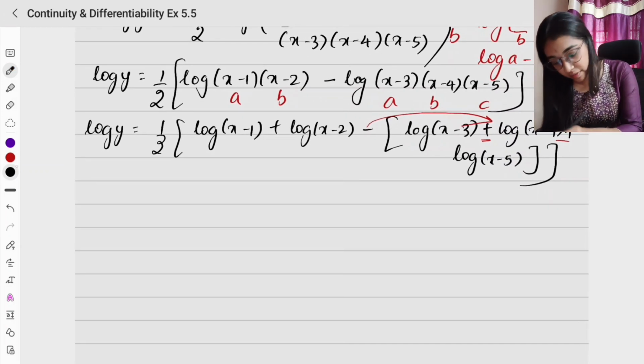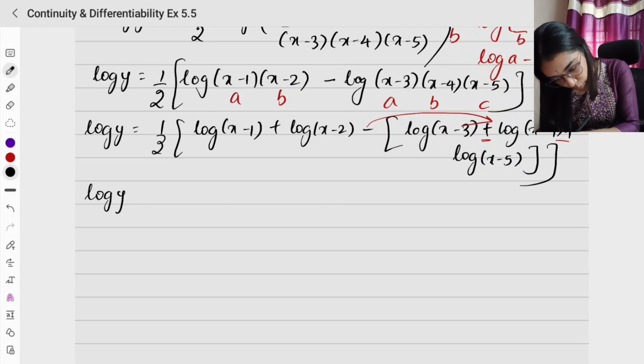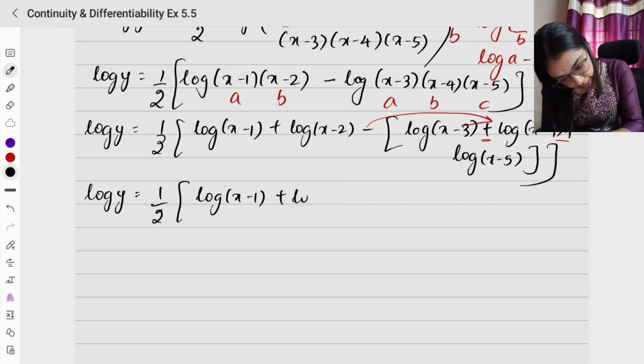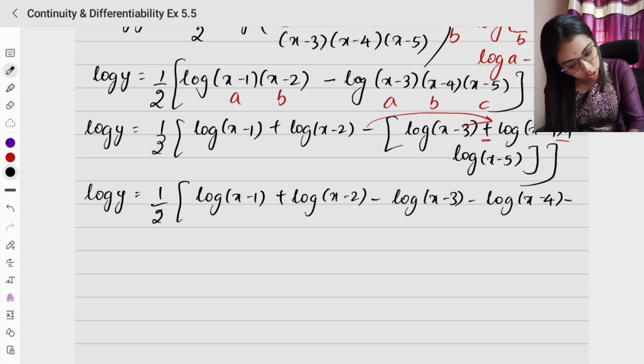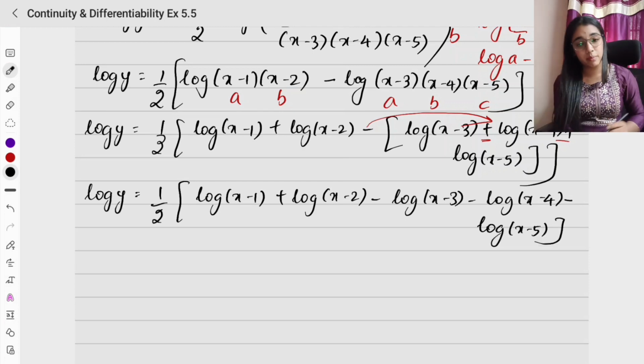So what do I have now? Log y equals 1 by 2 of log of x minus 1 plus log of x minus 2 minus log of x minus 3 minus log of x minus 4 minus log of x minus 5. So I have basically multiplied the minus inside the bracket. That is all I have done. Now I am going to differentiate.